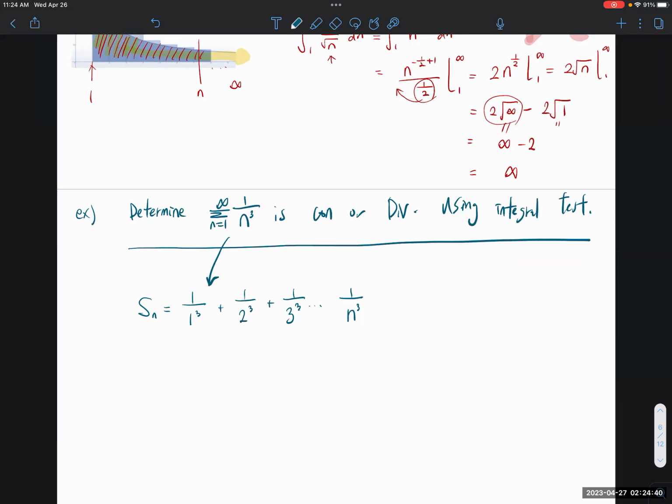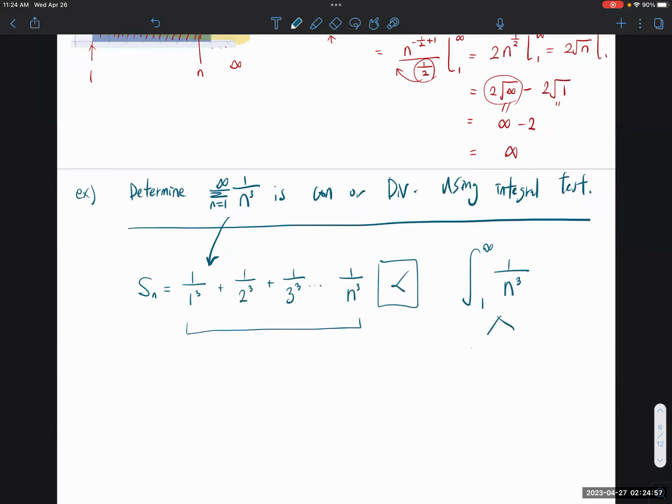So this one, I want to know some relationship. Whatever this summation is, it's similar to the integral from 1 to infinity with the same function, 1 over n to the third. That's going to be smaller, isn't it? So we can set up this relationship. If this is divergent, this is divergent. If it is convergent, this is going to be convergent because of the squeeze theorem, right?